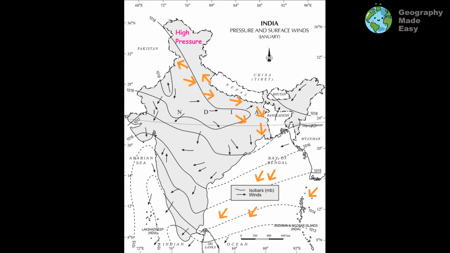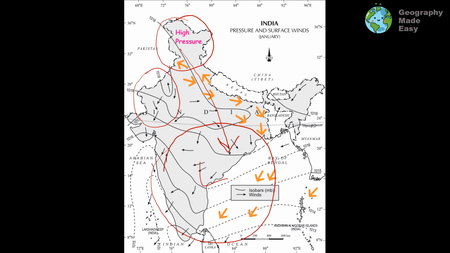High pressure, as we have already discussed, exists in the northern parts of the country, north and northwest here. Most of the other parts of the country are experiencing low pressure. Wind, we know, blows from regions of high pressure to regions of low pressure. So we see wind blowing from the north and northwestern part of India towards the south, and not much rainfall is received during this time period.